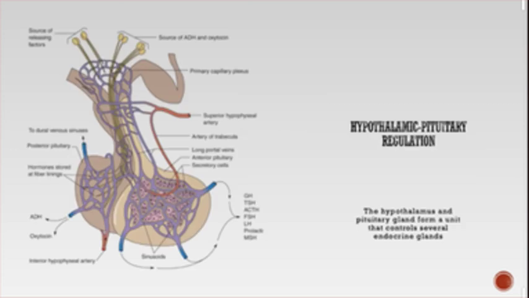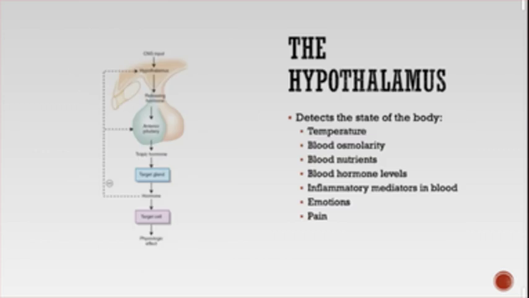So now we're going to jump into talking a little bit about hypothalamic pituitary regulation. The hypothalamus and the pituitary gland together form a unit that controls several endocrine glands. The hypothalamus detects the state of the body. So it detects things like temperature, blood osmolarity, blood nutrients, hormone levels, inflammatory mediators, emotions, and pain.